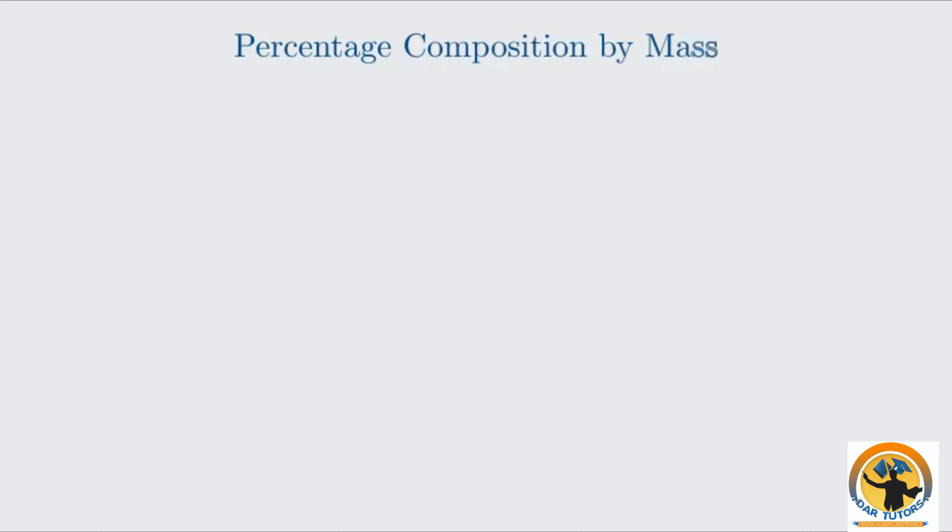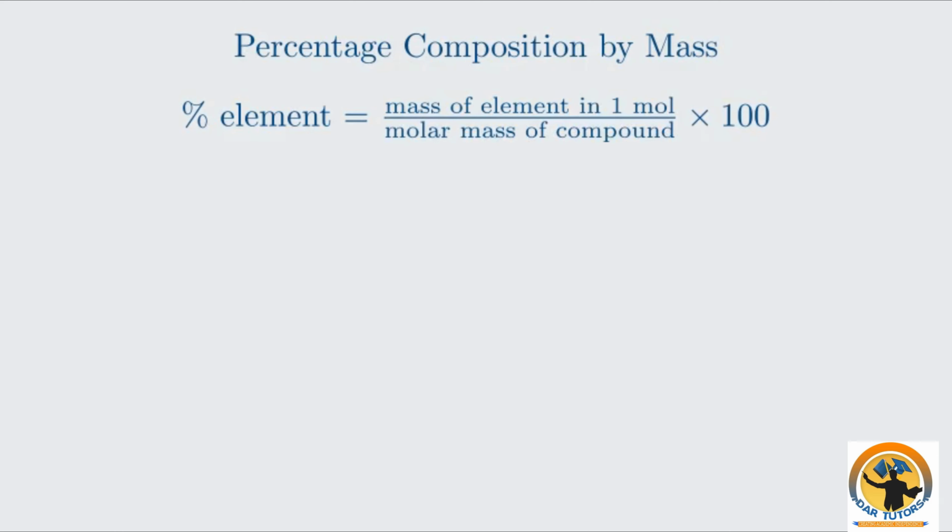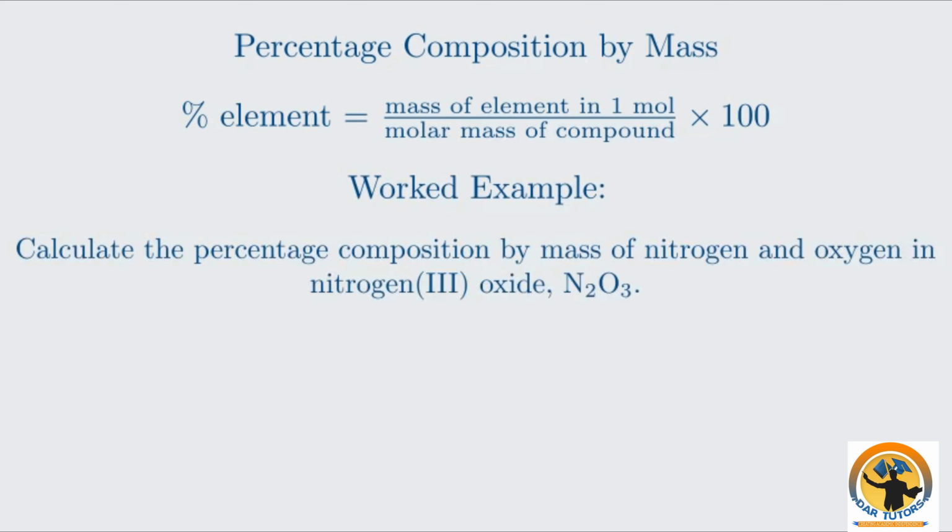A key skill in chemistry is calculating percentage composition by mass. This tells you the percentage of each element's mass relative to the total mass of the compound. The general formula is the mass of the element divided by the molar mass of the compound, all multiplied by 100%. Let's calculate the percentage composition of nitrogen and oxygen in nitrogen(III) oxide, N2O3.